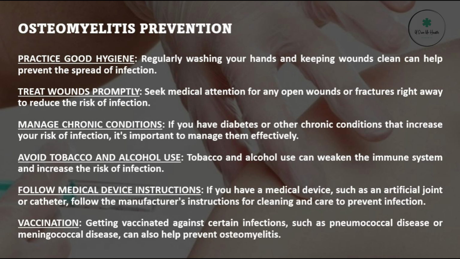Manage chronic conditions. If you have diabetes or other chronic conditions that increase your risk of infection, it's important to manage them effectively. Avoid tobacco and alcohol use. Tobacco and alcohol use can weaken the immune system and increase the risk of infection. Follow medical device instructions. If you have a medical device, such as an artificial joint or catheter, follow the manufacturer's instructions for cleaning and care to prevent infection. Vaccination. Getting vaccinated against certain infections, such as pneumococcal disease or meningococcal disease, can also help prevent osteomyelitis.